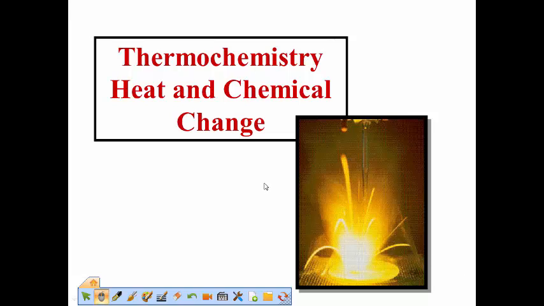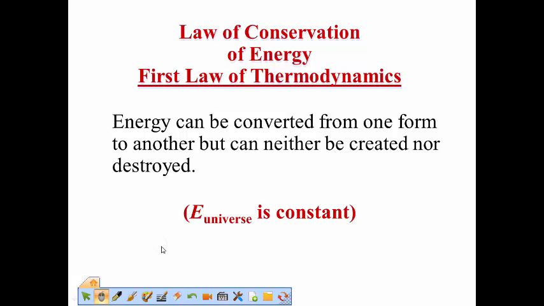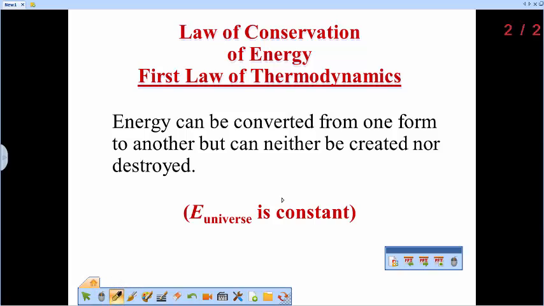We're going to start our new chapter on thermochemistry, which is pretty much the study of heat and chemical and physical changes. The first law of thermodynamics, which is often called the law of conservation of energy, simply means that energy can be converted from one form to another but cannot be created or destroyed. Basically, the energy of the universe is constant, is what we're saying.